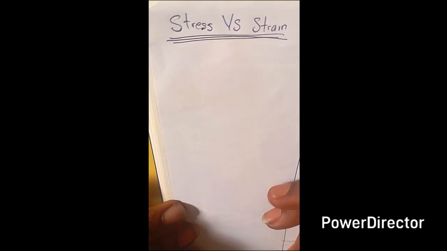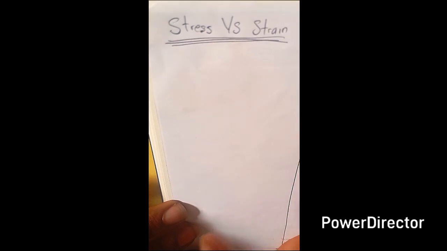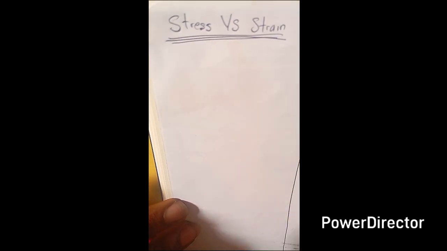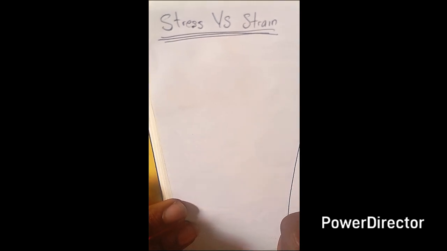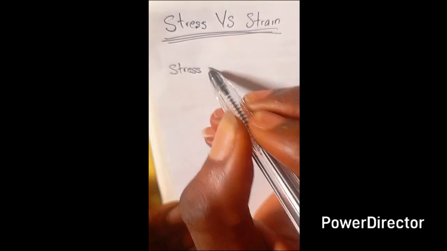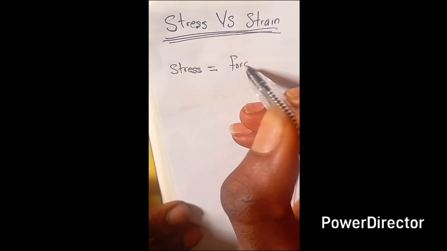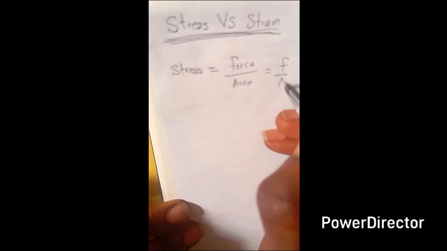Now let's start with stress. Stress is just the force applied on a material per unit area. So you have a material, you try to apply a load or a force on it. Now, the ratio of the force you apply to the area is what we call stress. That's why stress is given as stress equals force over area. That is, we have force per unit area.